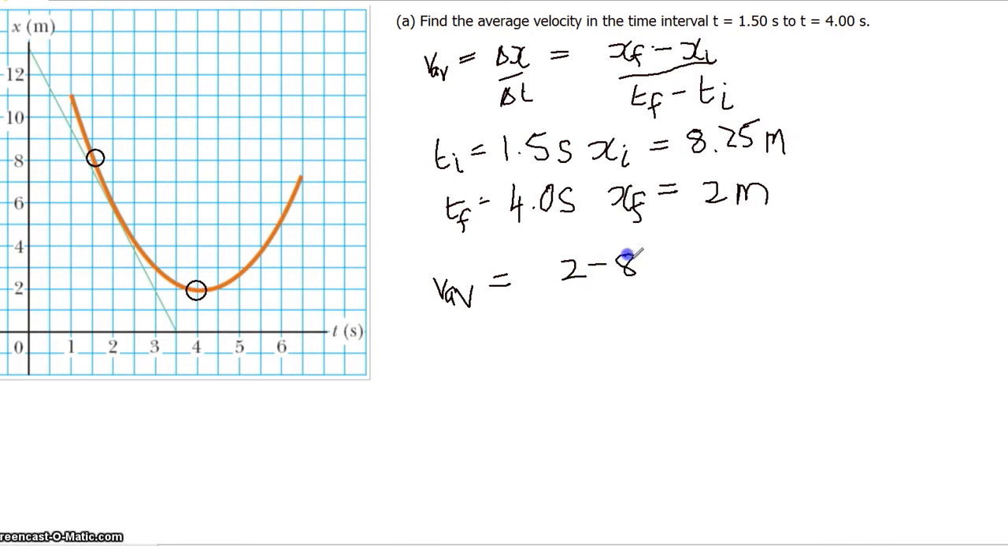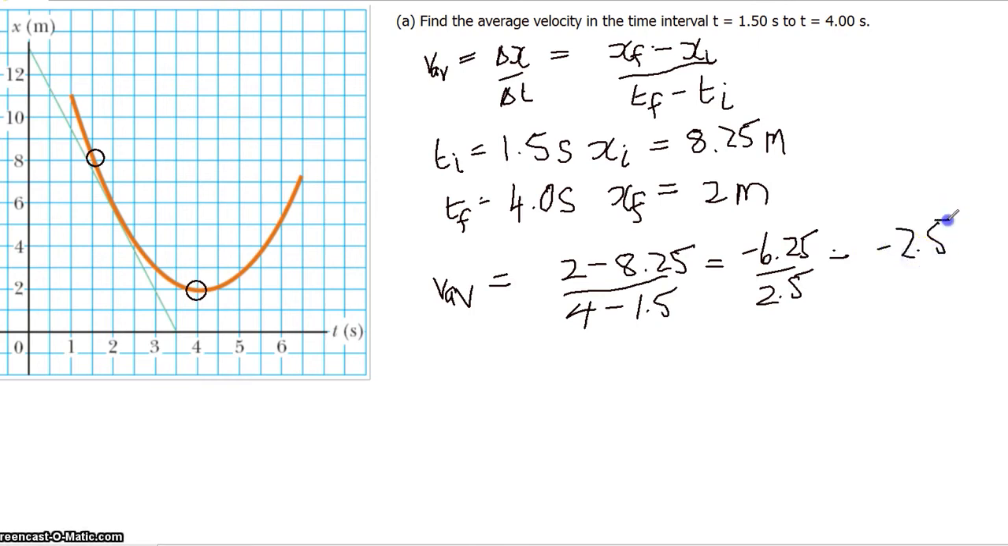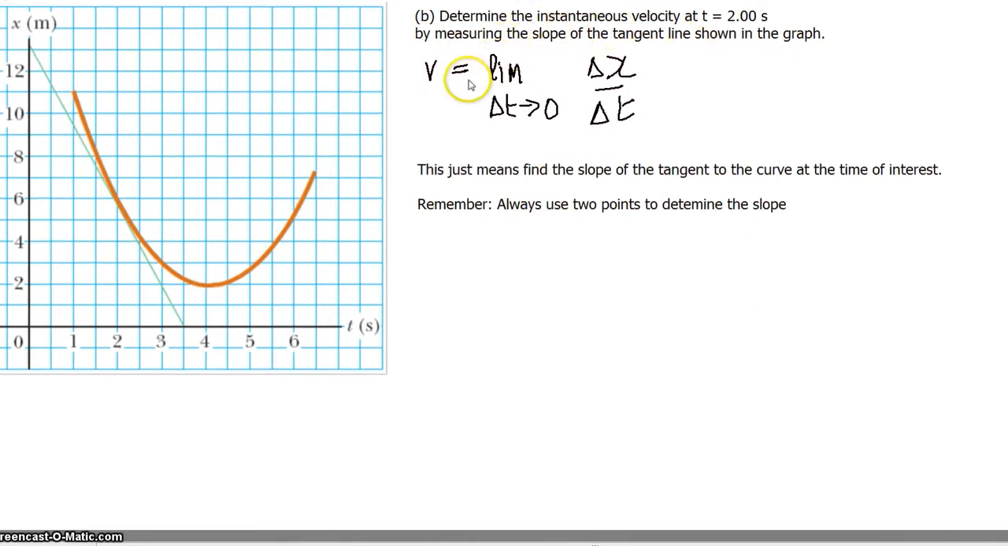velocity, which is the final position, 2, minus the initial position, 8.25, divided by the final time minus the initial time, 1.5. So that's minus 6.25 divided by 2.5, and that's equal to minus 2.5 meters per second. So the average velocity between 1.5 and t is equal to 4 seconds is minus 2.5 meters per second.